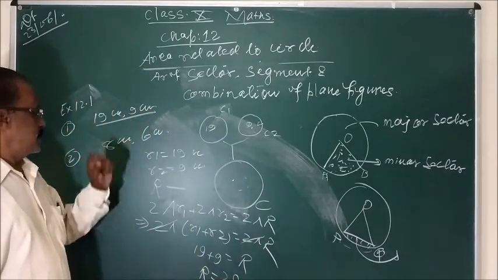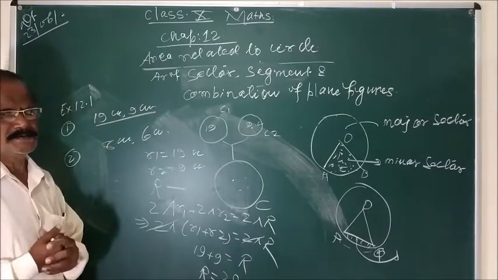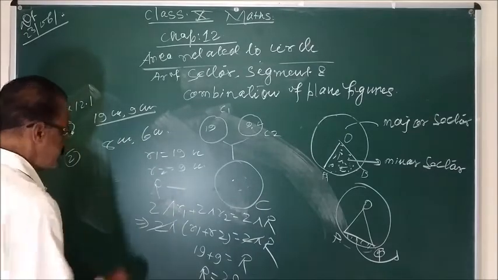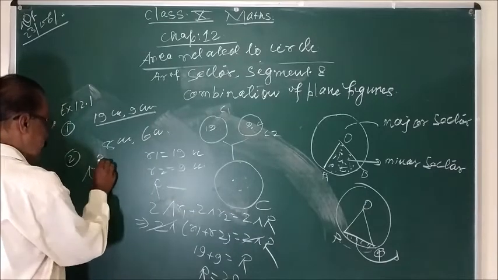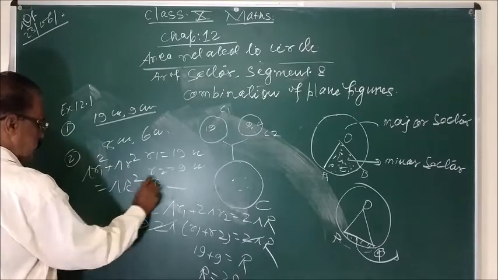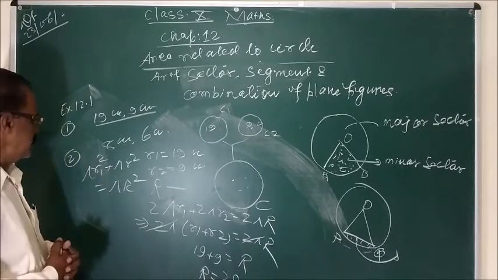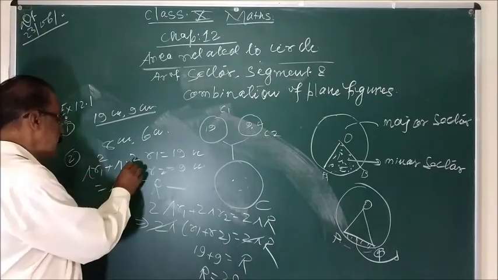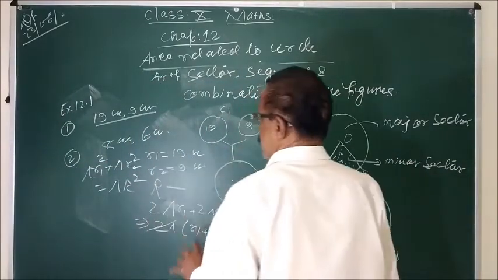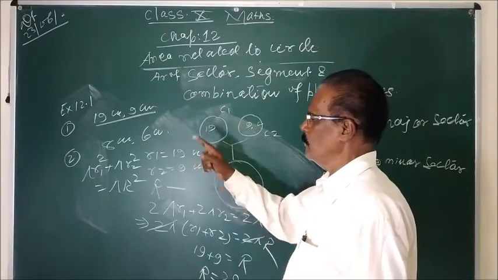And similarly, question number 2, the radii of two circles are 8 cm and 6 cm. What is the radius of this circle? You will use in place of this the area of circle, pi r1 square plus pi r2 square is equal to pi capital R square. And if you put these values, take the common pi, it will be cancelled. And now putting the value of R1 and R2, you will get the value of capital R. Now these are the questions of exercise 12.1, 1 and 2.